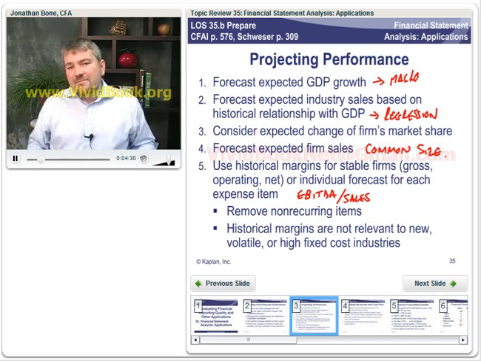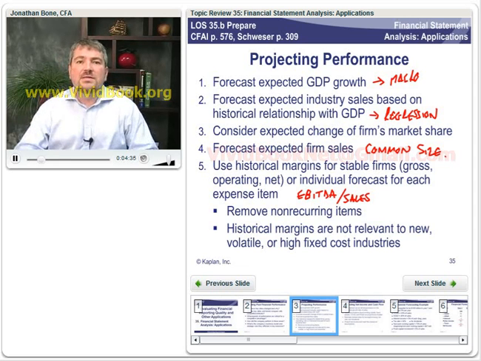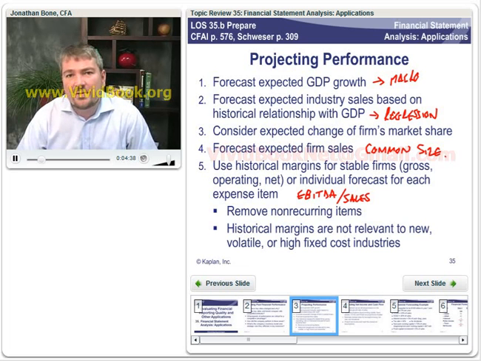Now, of course, if we're going to use these historical margins, then we're assuming that they're relatively constant over time. So the use of historical margins is not going to be very relevant to new industries where you haven't got a track record, or volatile industries where essentially the margins are changing each period, or high fixed cost industries. Remember, the problem with high fixed cost industries is fixed costs don't vary in line with sales. Whereas by looking at all of our margins as a percentage of sales, we're assuming that everything is a function of sales. So really we're saying that if we're going to use these common size margins, essentially, that we're looking at largely variable cost industries.